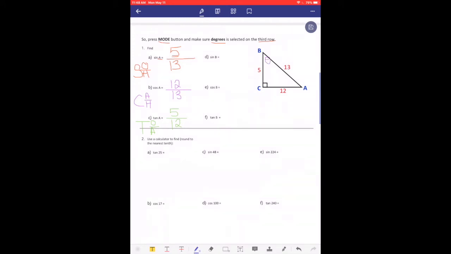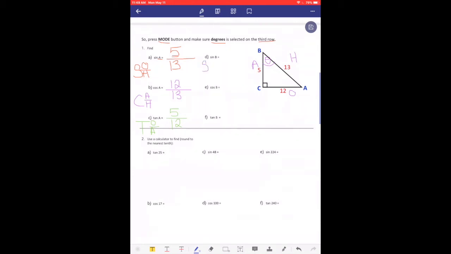So now I'm looking at B. I'm going to call that theta. This is the angle. To label all my sides, well, my hypotenuse always stays the same. It's always the side that's opposite the 90-degree angle. Opposite would be the 12 here, and the one that's adjacent, the one that's next to, is the 5. So now we're going to complete D, E, and F.